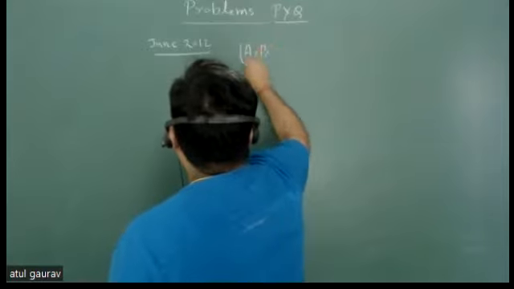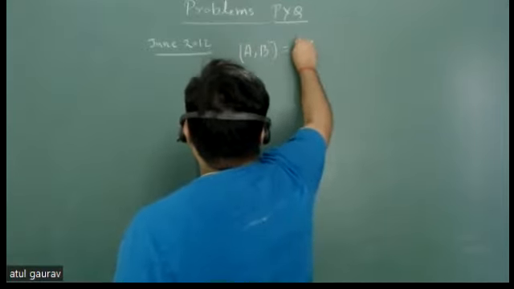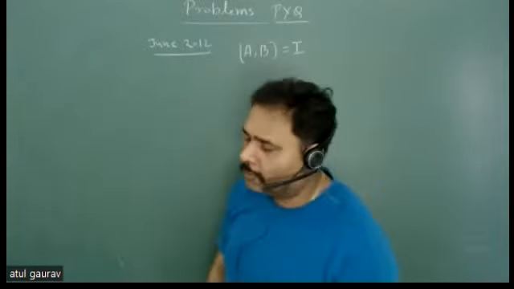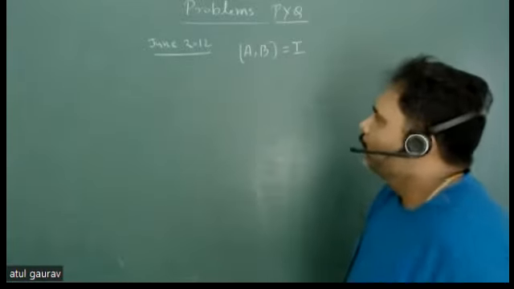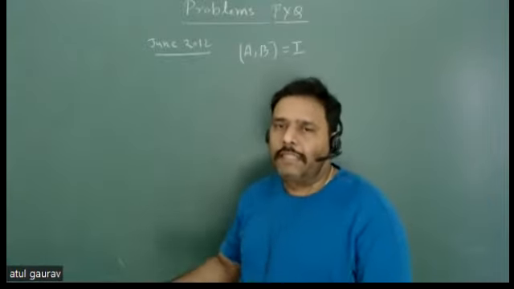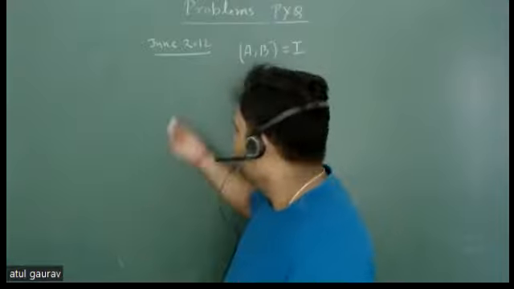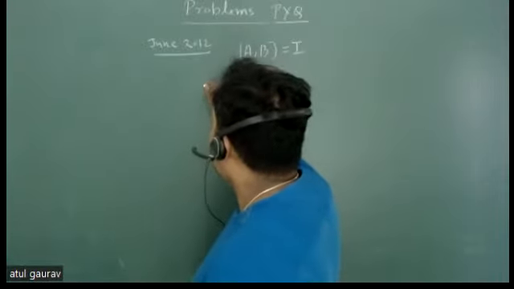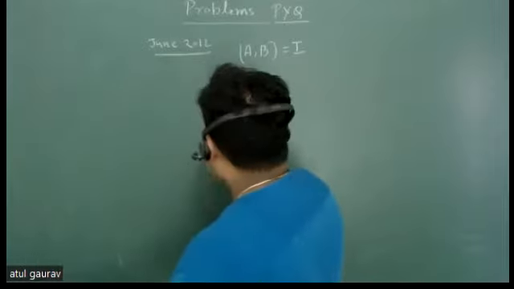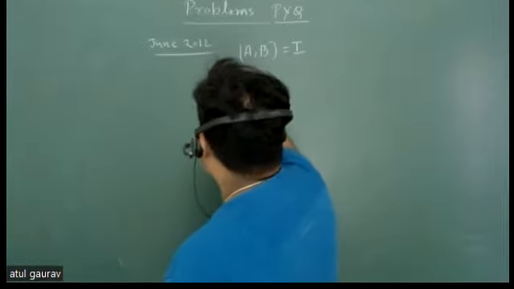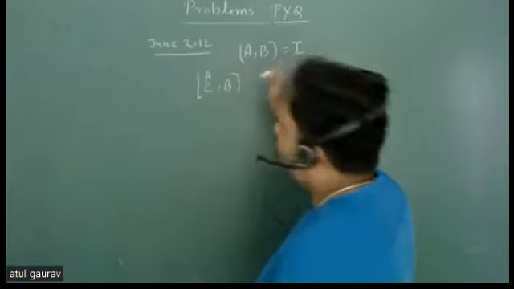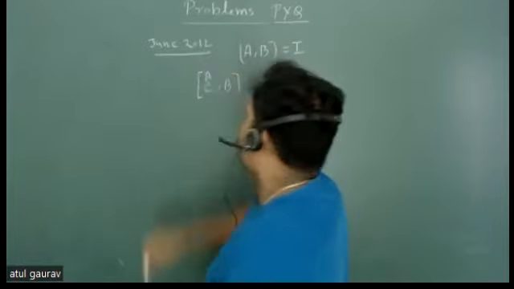We have operators A and B, and it is given that the commutation between these two operators is identity. Then we have to check which one is the correct one. So I just make it in this form. We have to calculate basically the commutation between e to the power A and B. This type of question is very famous in your exam.